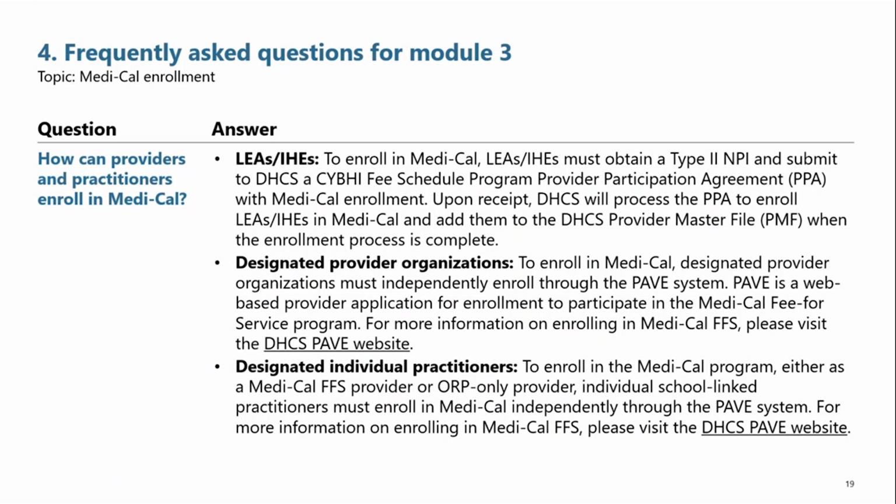Website: https://pave.dhcs.ca.gov. Individual practitioners must enroll as either a Medi-Cal Fee-for-Service provider or ORP only, ordering, referring, prescribing provider. Enrollment is also completed through the PAVE system. Once enrolled, providers must remain in good standing to be included in the SPI roster and eligible for reimbursement.